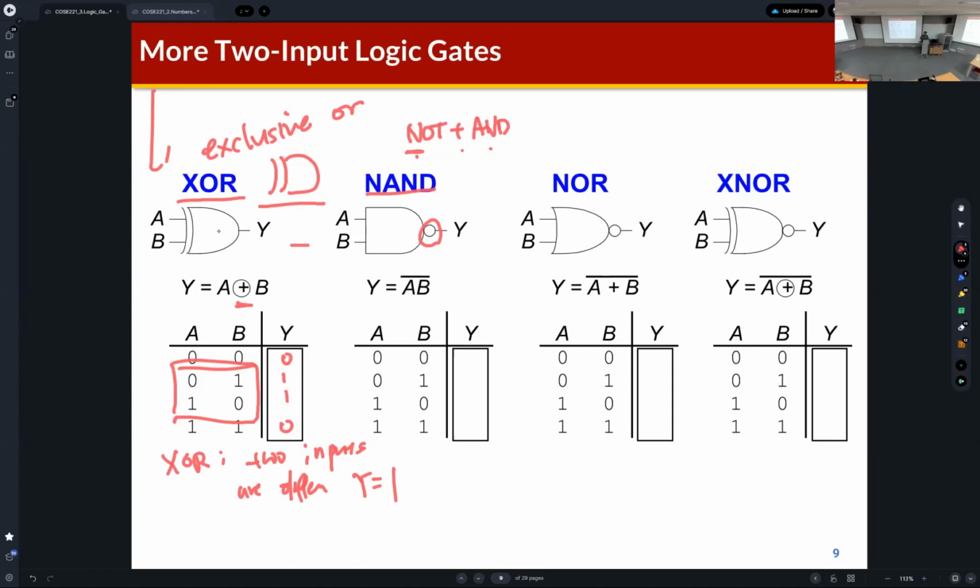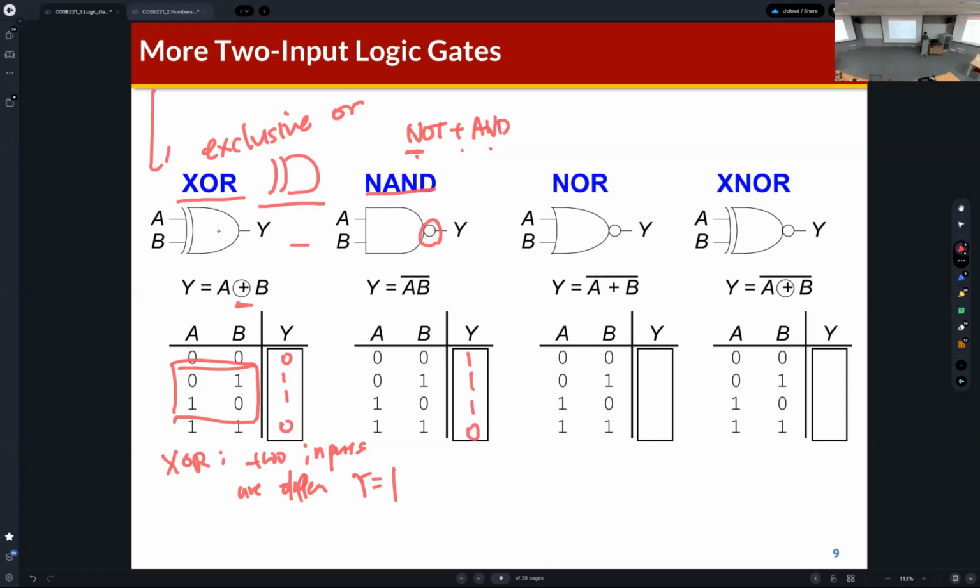So what is this one? 0 NAND 0 equals what? What is this output? It's 1, right? Because 0 AND 0 is 0, and then it is inverted, so it becomes 1. So it's simple. This is 1, and this is 1, and this is 0, right?